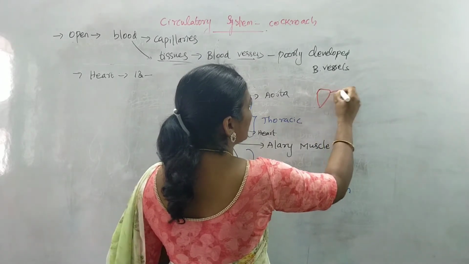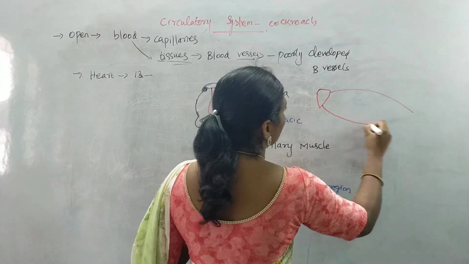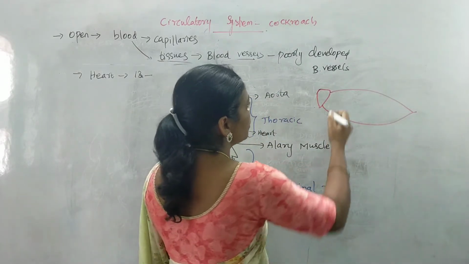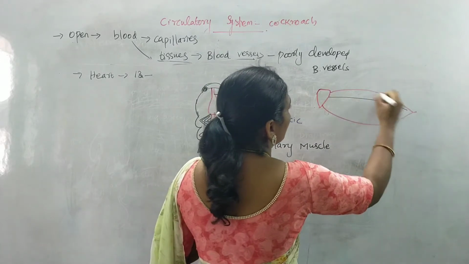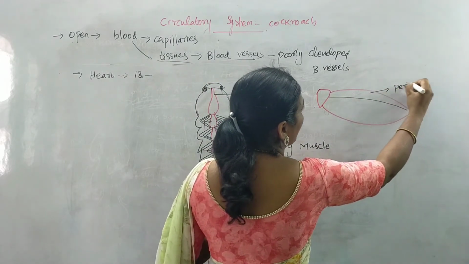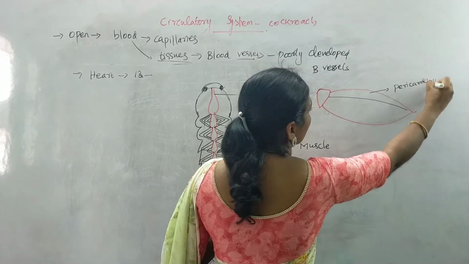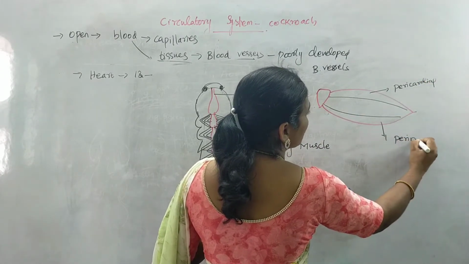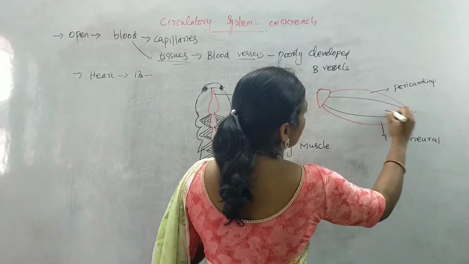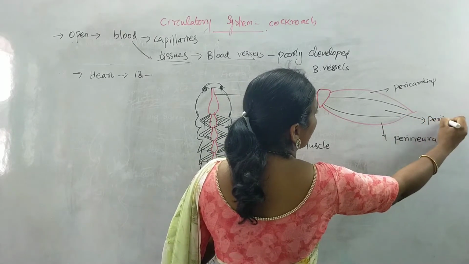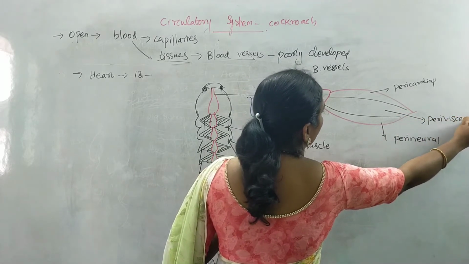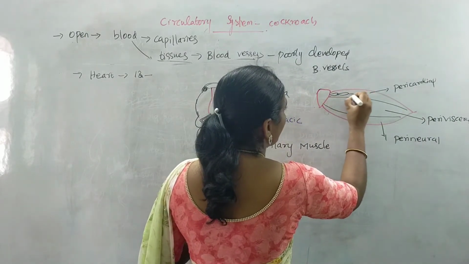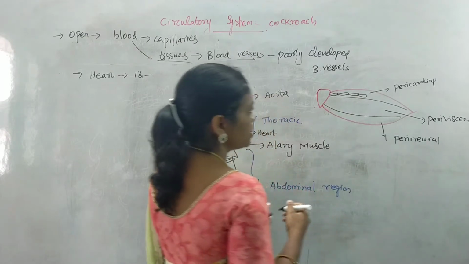This is the head region, where you can find the body of the cockroach. As we already know, this is the pericardial cavity, where you can find the heart. This cavity is known as the perineural cavity. This cavity is known as the perivisceral cavity. And here we can find the tubular heart. It is arranged segmentally on all these 13 segments.